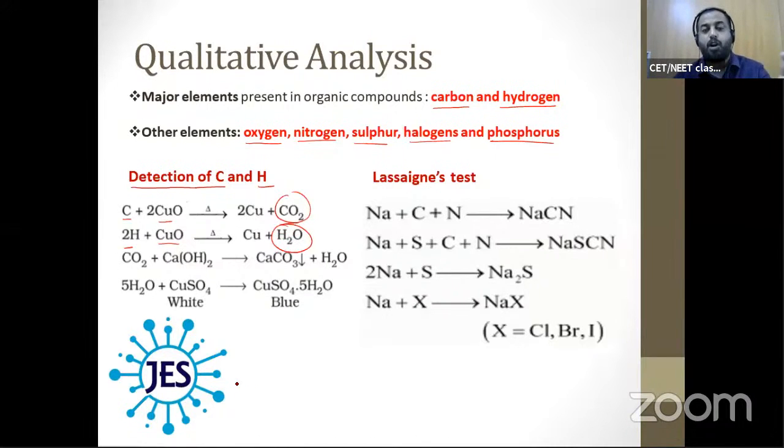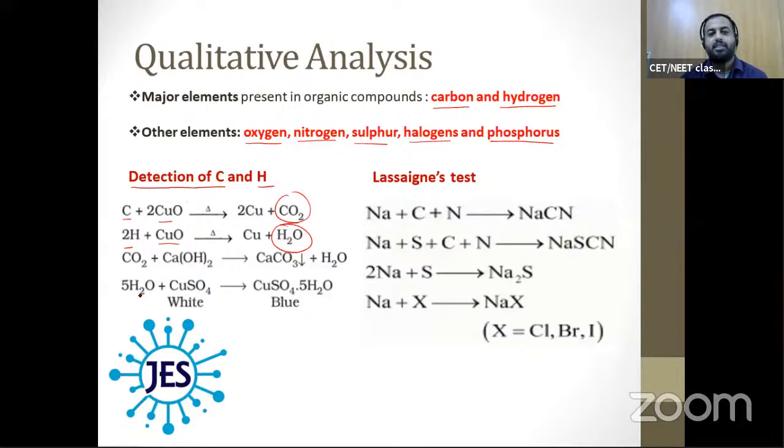How do you prove that carbon dioxide or water has formed? Easy. You all have done this experiment in a lab. Carbon dioxide passed through lime water turns lime water milky. Lime water is calcium hydroxide. It turns lime water milky. That shows it's carbon dioxide. If it is proved that it is carbon dioxide, then it is evidence for the presence of carbon.